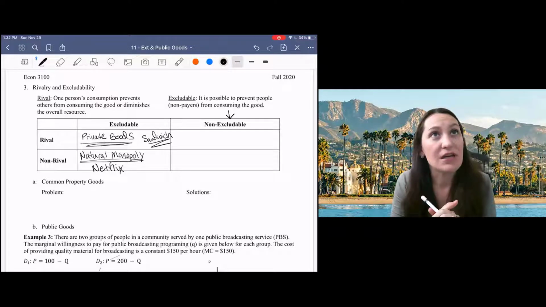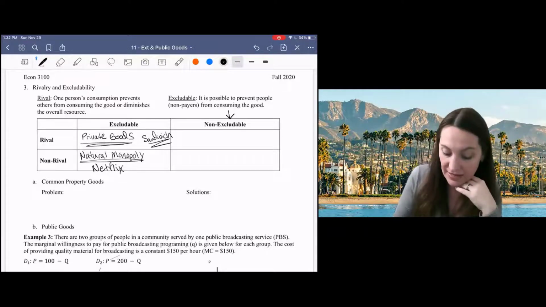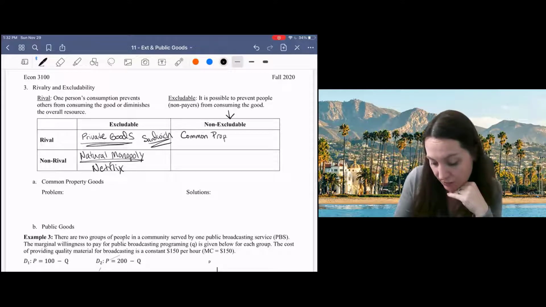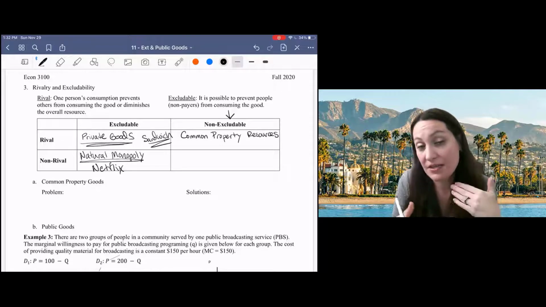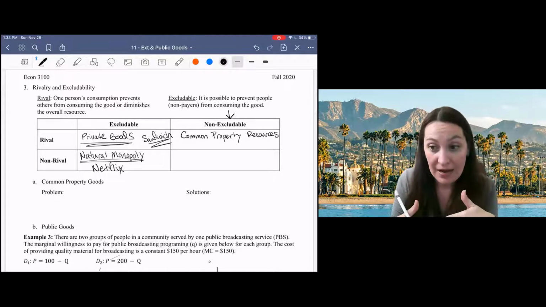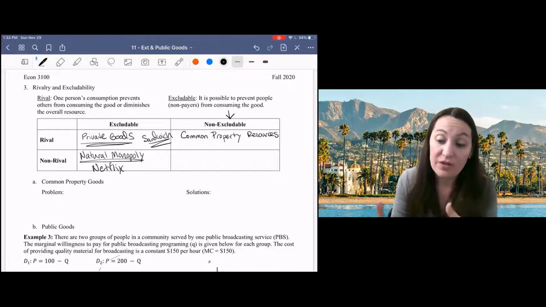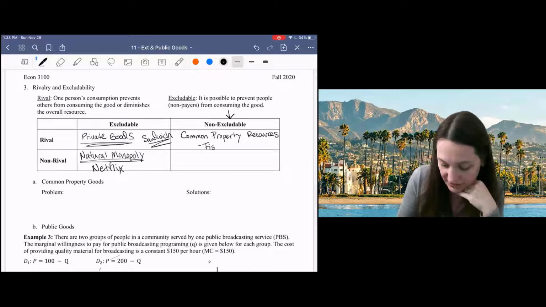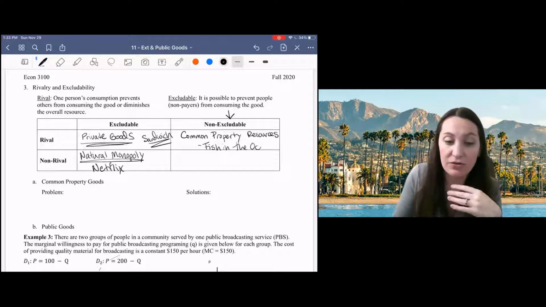But we do think about goods in this category that are provided by nature in particular. So we have common property resources. These are resources that can be depleted, but we can't prevent people from consuming them. They're open access. So we can think about fish. That's the classic, fish in the ocean. And the result is that we get overfishing.